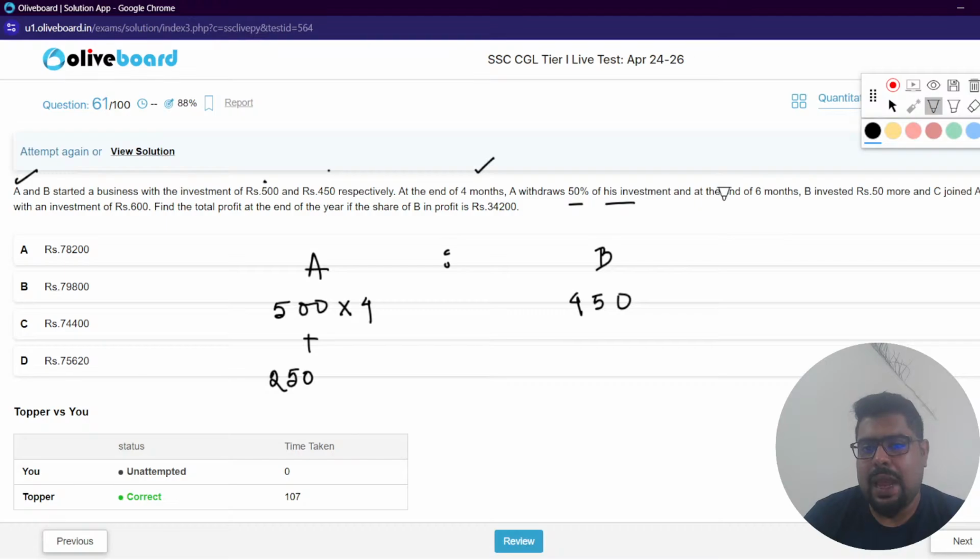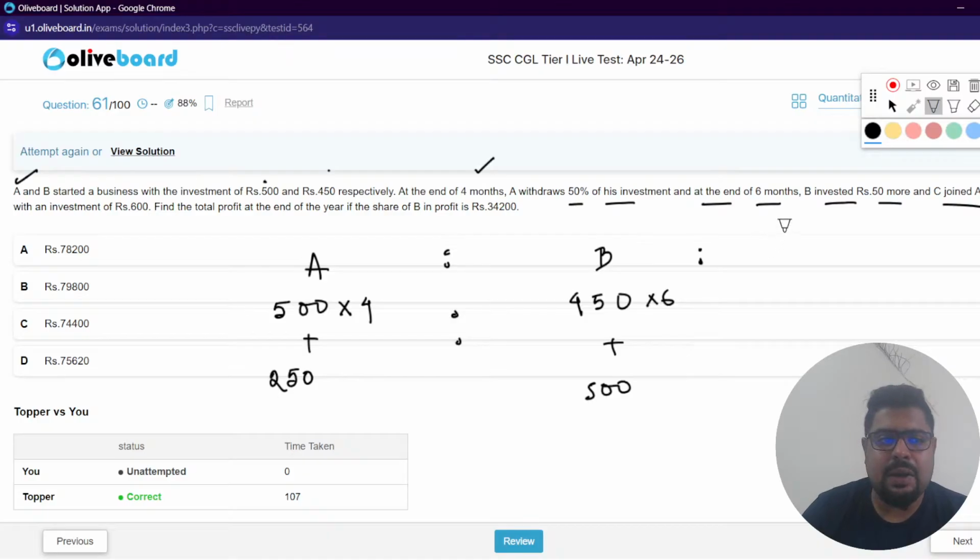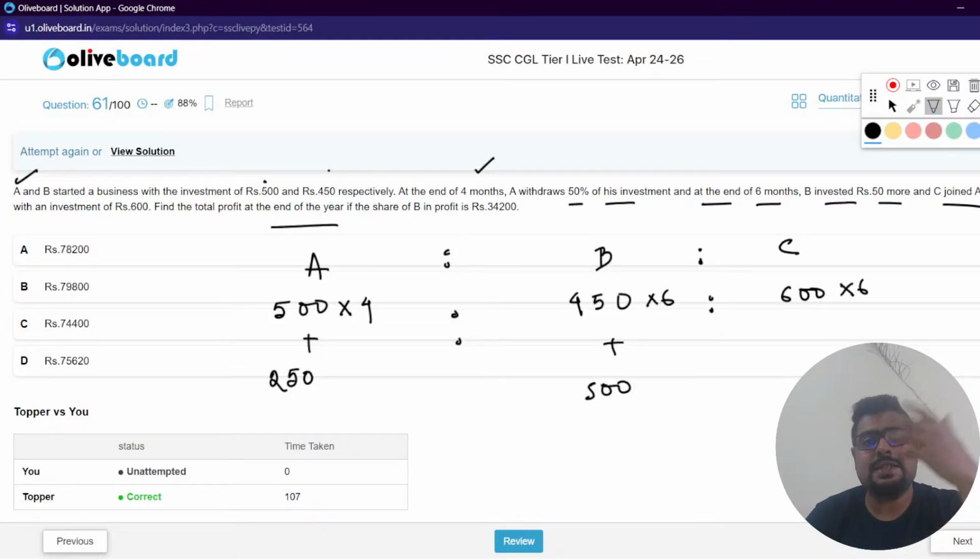And at the end of 6 months, B invested 50 rupees more, meaning this was there for 6 months, and then 50 rupees more means 500 rupees now. And C joined A and B with an investment of 600 rupees. Total profit is at the end of the year. So C joined for the last 6 months, and this will be there for the last 8 months because the total is 1 year.